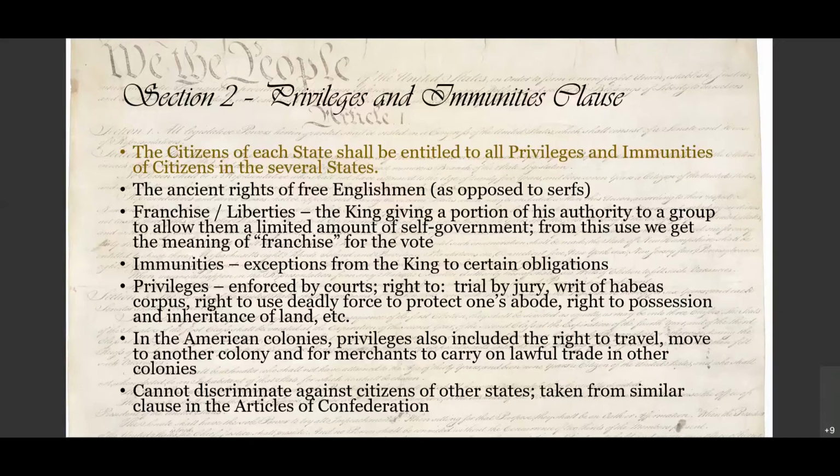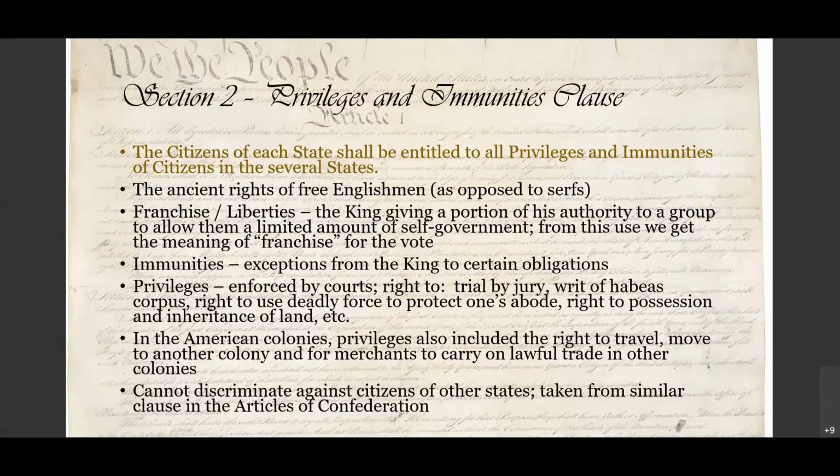Also, immunities were exceptions from the king to certain obligations. It could be like the obligation to pay a certain tax to the king or to serve in the army or something. So the king, as a favor to a group or something, could give a certain group immunity, say from a particular tax.